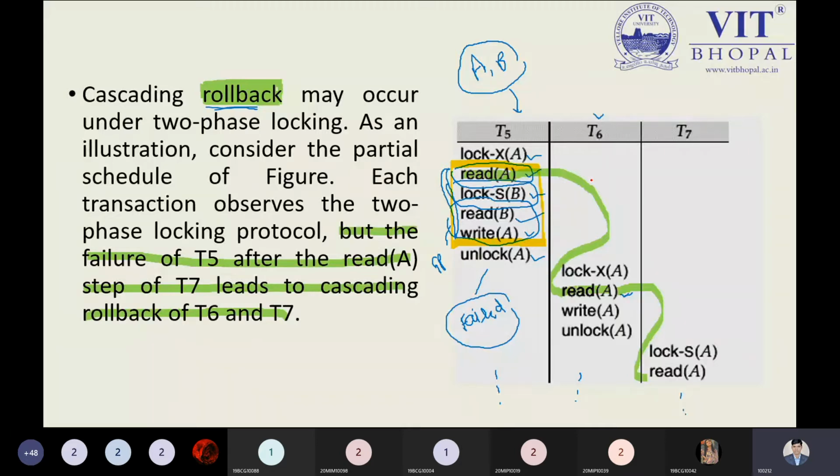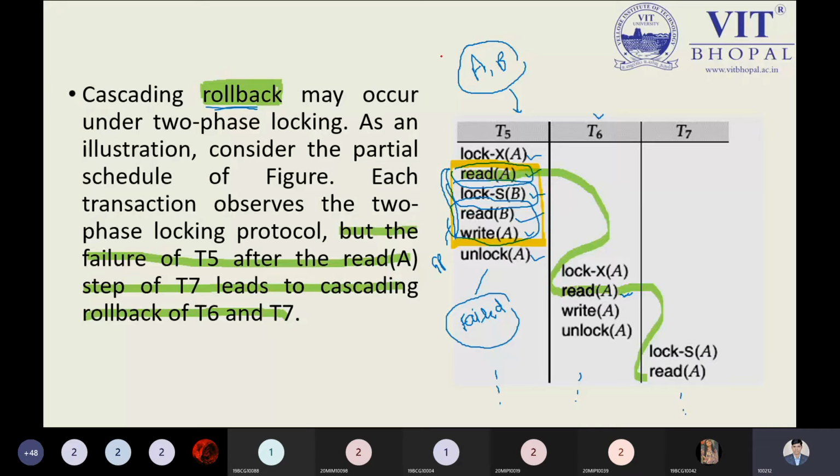When we have this kind of a mechanism, this is known as cascading rollback. So cascading rollback is also applicable in two-phase locking. Here you can say when I'm having the growing phase and shrinking phase, cascading rollback is also possible. From this point you can see I have highlighted a point over here: the failure of T5 after the read A step leads to the cascading rollback of transaction T6 and transaction T7.